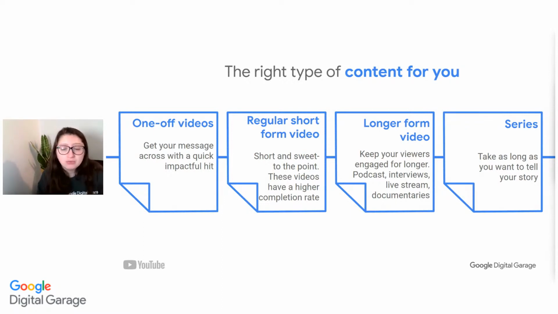And you've got a number of different options when it comes to the type of content that you want to create. Are you going to create one-off videos? Get your message across with that quick, impactful hit? Are you going to create short-form content? This is where we keep our videos under 3 minutes. And again, we can create regular short-form video. Are you going to create longer form video? Long form on YouTube typically means anything over 3 minutes. So podcasts, interviews, live streams, documentaries.